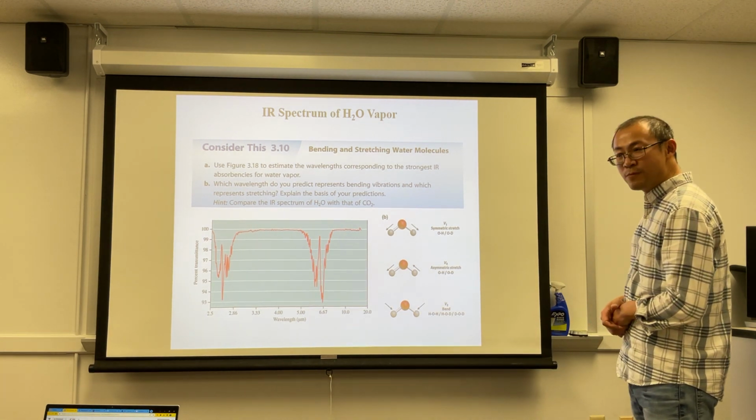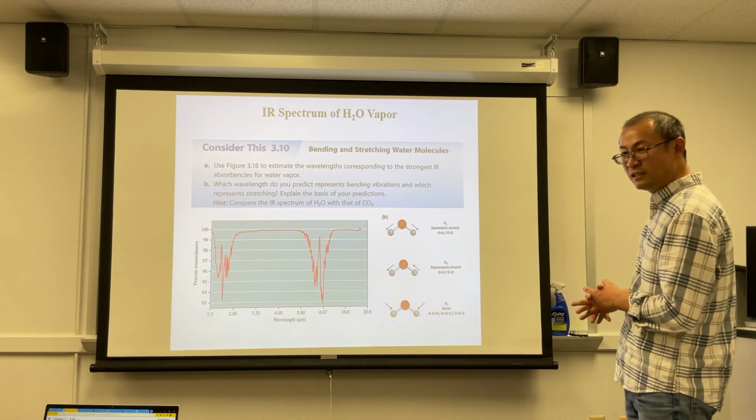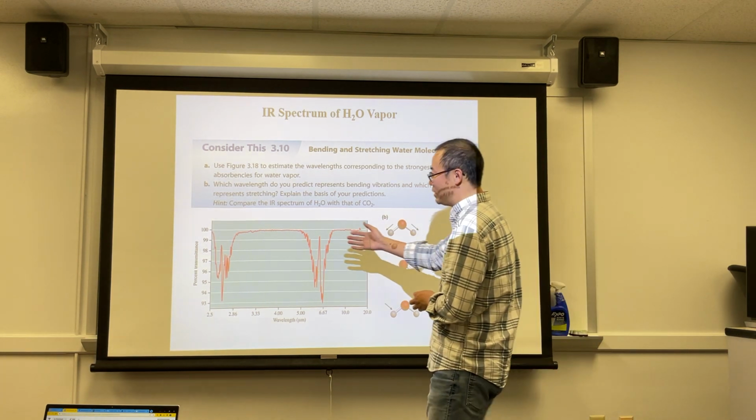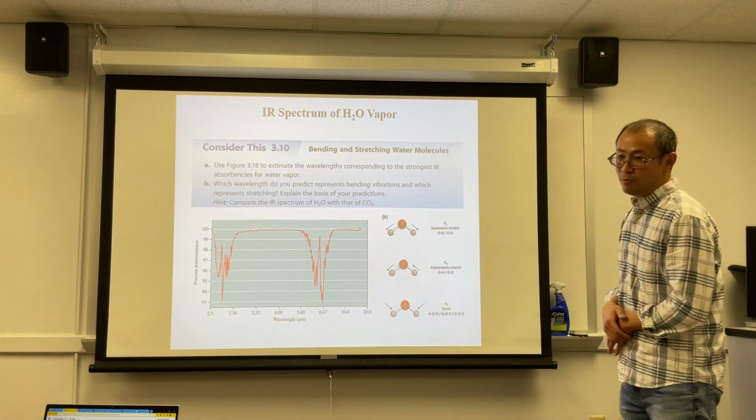The wavelength is around what? Like 2.6 to 5 is stretching. 2.6, 2.5, those are what? Stretching vibrations. And these are what? Probably bending. Bending vibrations. Very good.